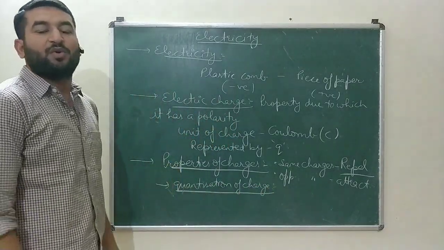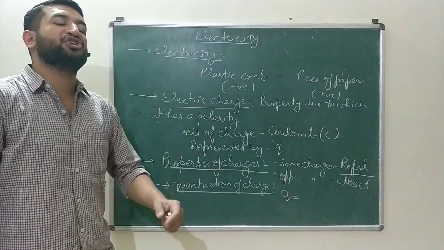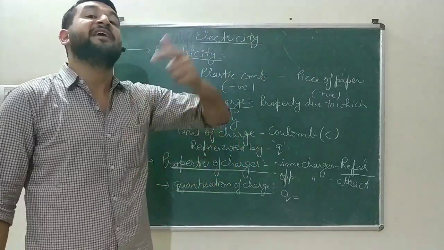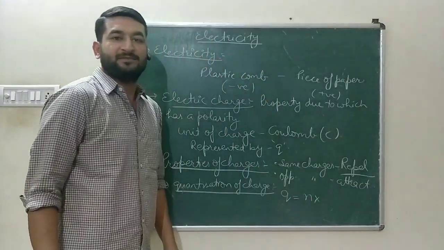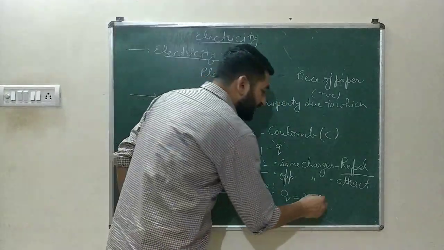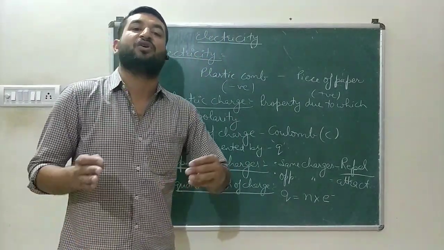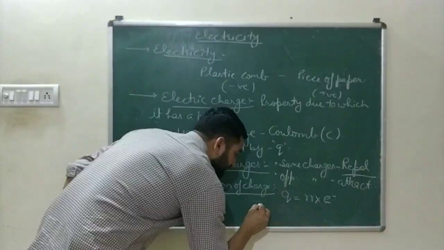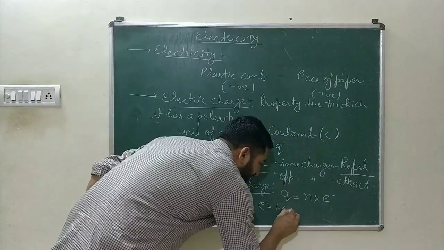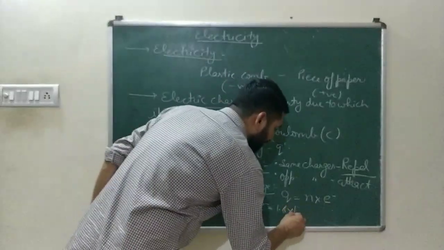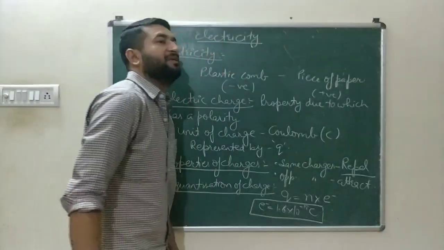What does this mean? Quantization of charge means charge on any object. Let Q be the charge on any object A. The charge on any object is a whole number multiple of minimum possible charge, and minimum possible charge is the charge on an electron. So the electric charge is a whole number multiple of minimum possible charge, and the value of minimum possible charge is 1.6 into 10 raised to the power minus 19 coulomb. This value you must remember.